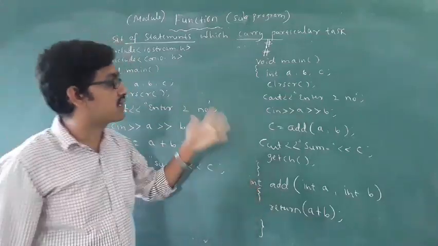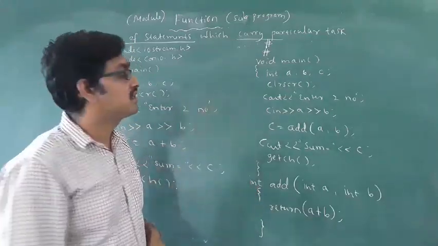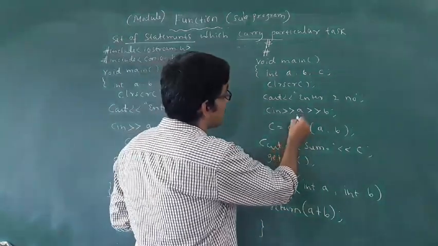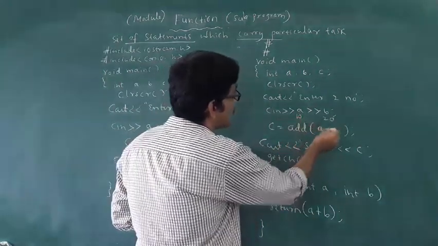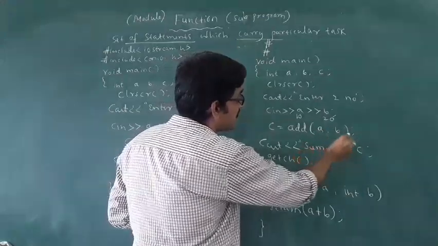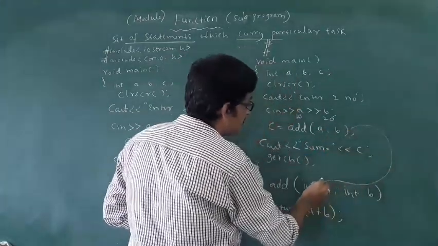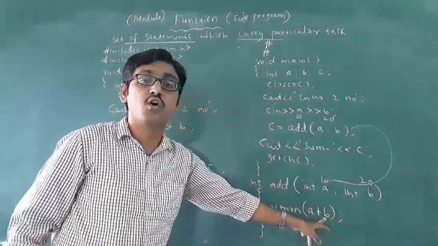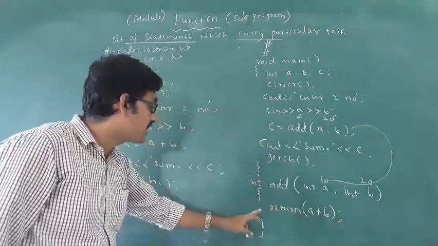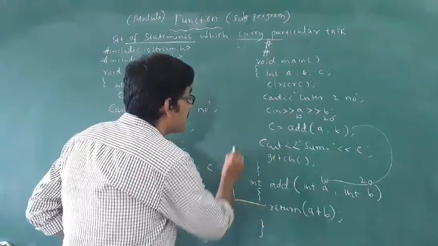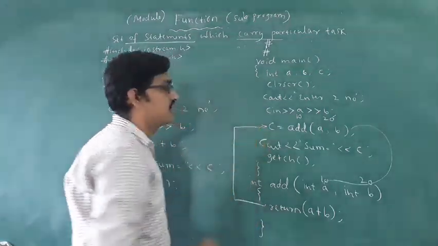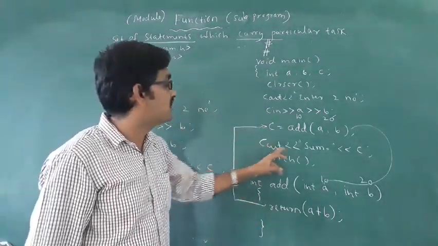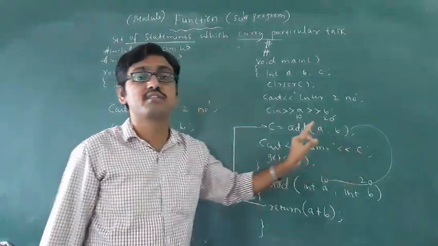Okay, how will it work? See, first enter two numbers. For example, I want 10 then 20. 10, 20 comes here. 10 comes here, 20 comes here. 10 plus 20, how much? 30. 30 is returned back. 30 will be written back here, then the c value will be sum equal to c.